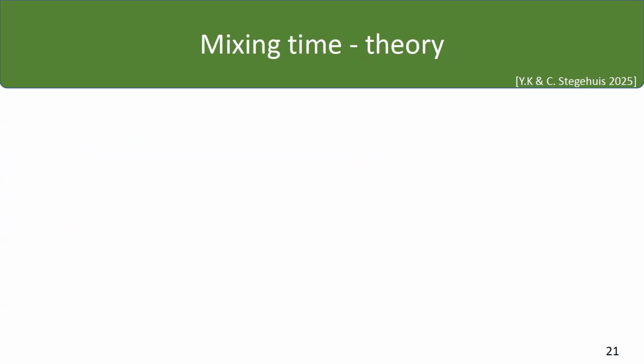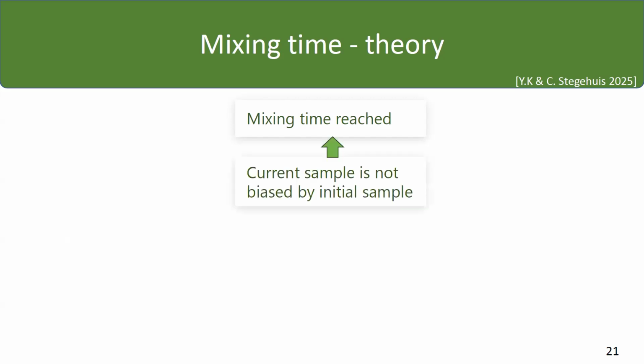Right, so for that, I'm going to dive into a tiny bit of theory. It's mostly just to get some intuition of what it means for the system to have reached its mixing time. And from this, we're going to obtain some hypotheses that we can test. Okay. So for the Markov chain to have reached its mixing time, it means that the current sample that we have is not biased by the initial sample that we had. That's the first observation.